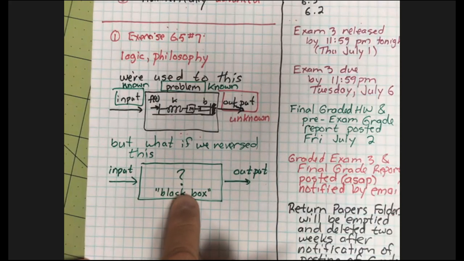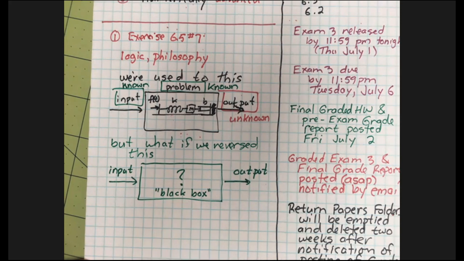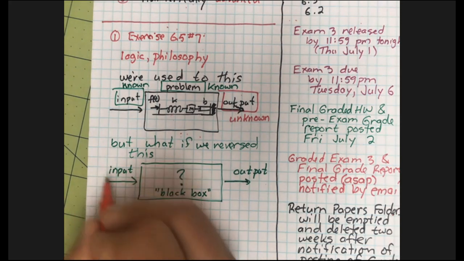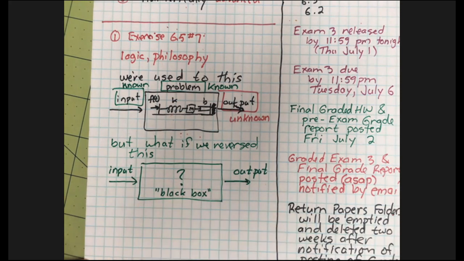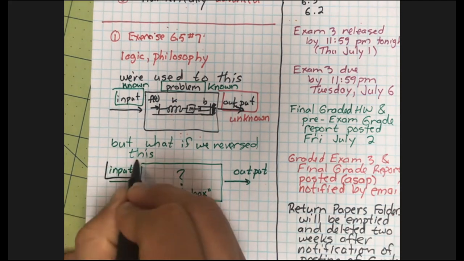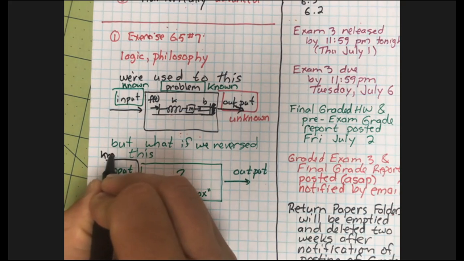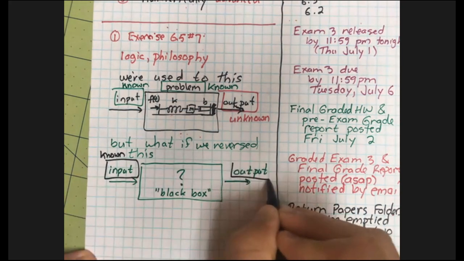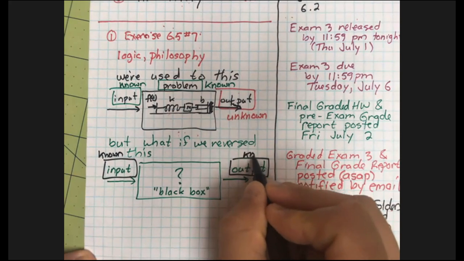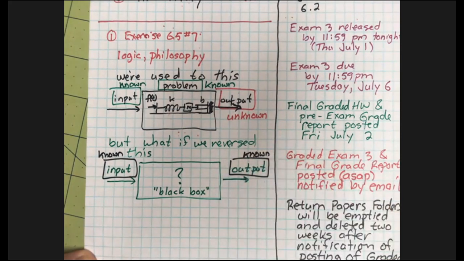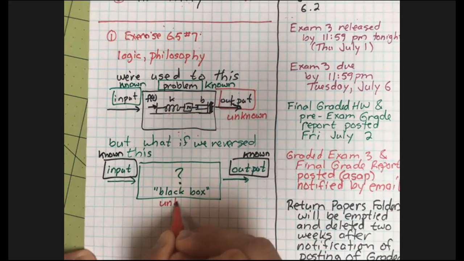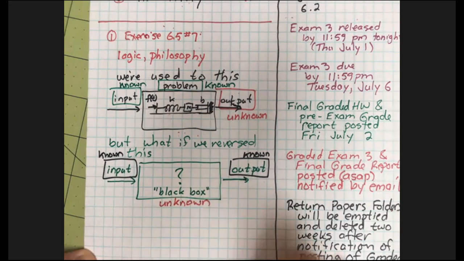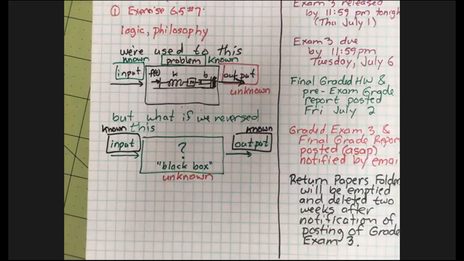There's a damped harmonic oscillator in here, but I'm not going to tell you the mass or the stiffness of the spring or the damping coefficient. What if these were the two things that were known? And this was the thing that was unknown. This is exactly what convolution is built for.